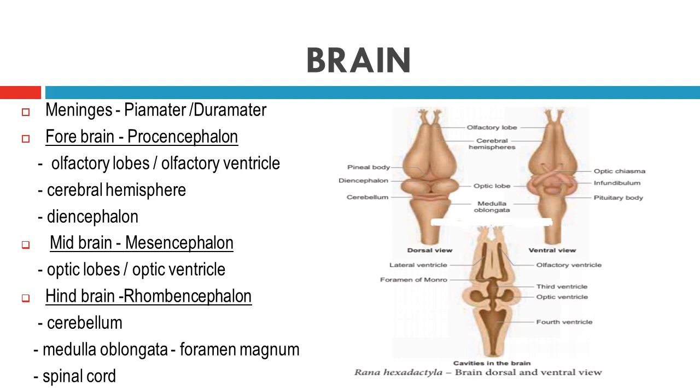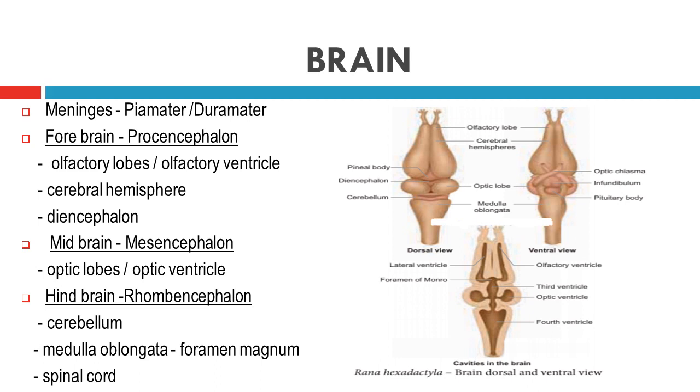So which includes a pair of optic lobes. Can you watch the oval shape? Optic lobes are there, right? These optic lobes also inside consist of a cavity that is known as optic ventricles. So two large oval shaped optic lobes are included as the midbrain.